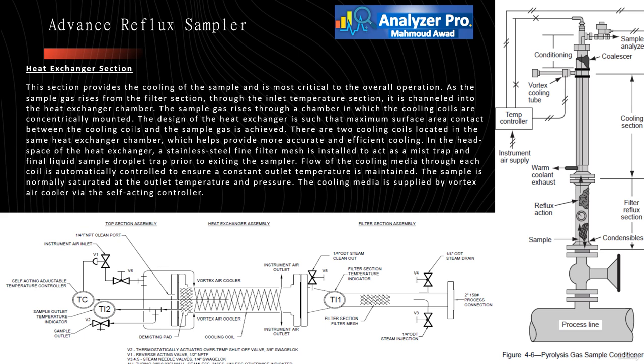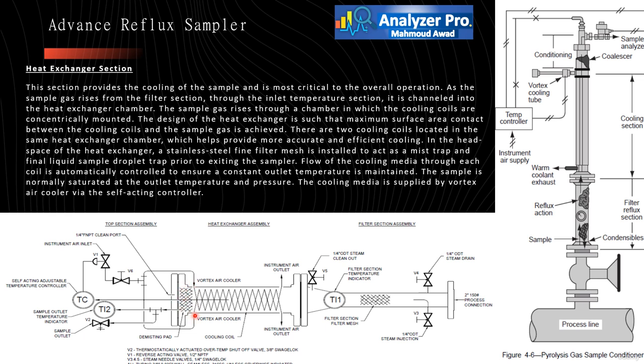Heat exchanger section. This section provides the cooling of the sample and is most critical to the overall operation. As the sample gas rises from the filter section through the inlet temperature section, it is channeled into the heat exchanger chamber. The sample gas rises through a chamber in which the cooling coils are concentrically mounted. The design of the heat exchanger is such that maximum surface area contact between the cooling coils and the sample gas is achieved. There are two cooling coils located in the same heat exchanger chamber, which helps provide more accurate and efficient cooling. In the headspace of the heat exchanger, a stainless steel fine filter mesh is installed to act as a mist trap and final liquid sample droplet trap prior to exiting the sampler.